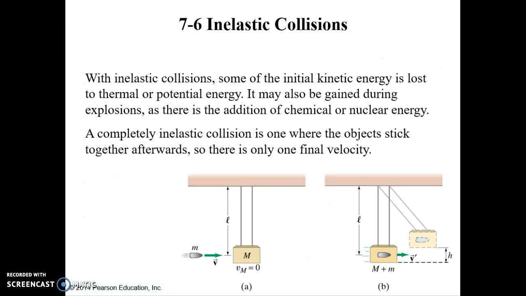Here's an example of what I mean by completely inelastic collision. Object 1, the bullet, has some initial velocity, and Object 2, the block, is at rest. When the bullet collides into the block, they stick together because the bullet is stuck in the block. What we can conclude from this scenario is that the final velocity of the block and the bullet is the same because they move together.